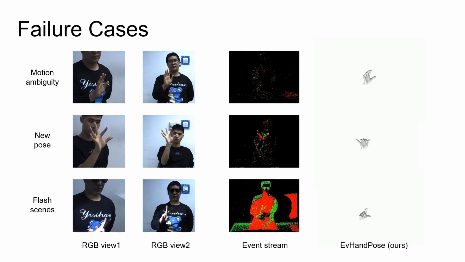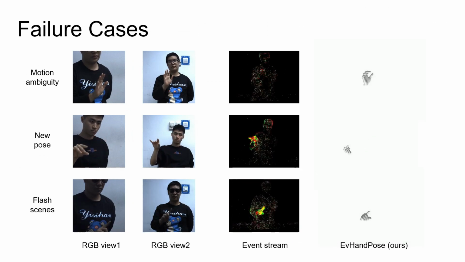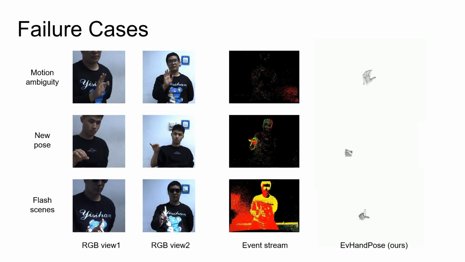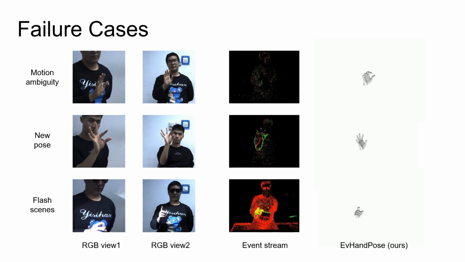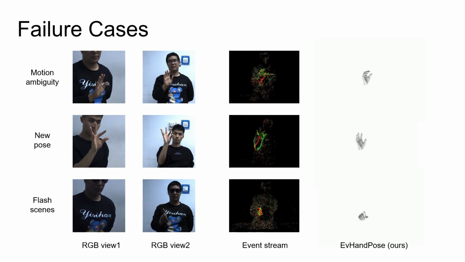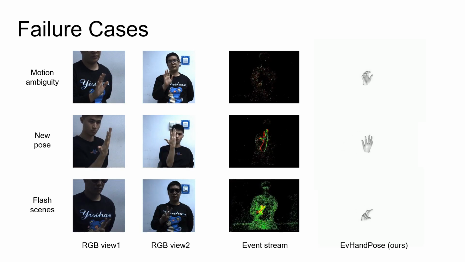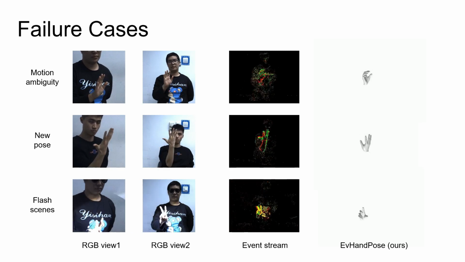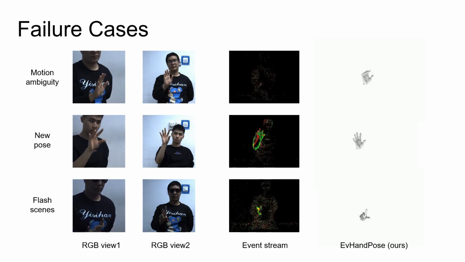Although EvHandPose shows promising performance, we find that there are still several failure cases. First, motion ambiguity issue. It is still challenging to predict the pose of a static hand. Second, new poses. Random poses have greater diversity, leading to a slight performance drop. Third, flash scenes. A large amount of noisy events will erupt if the scene has a broad dynamic range.